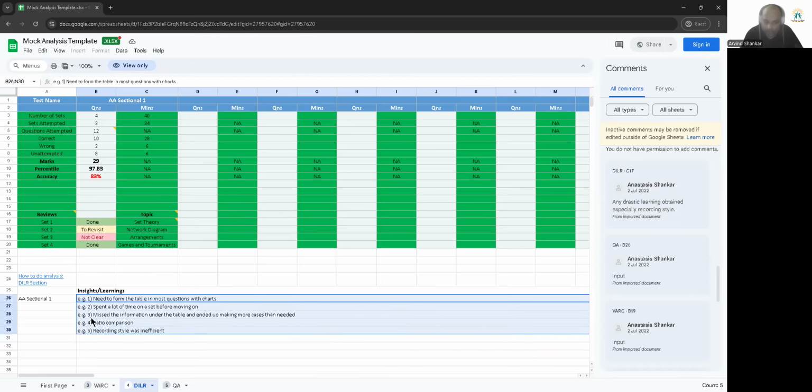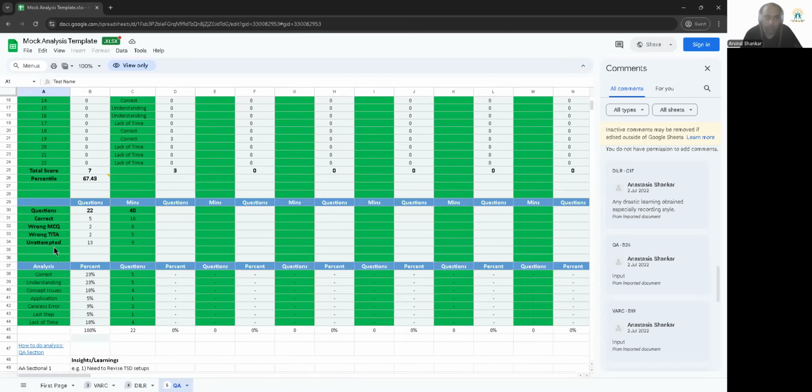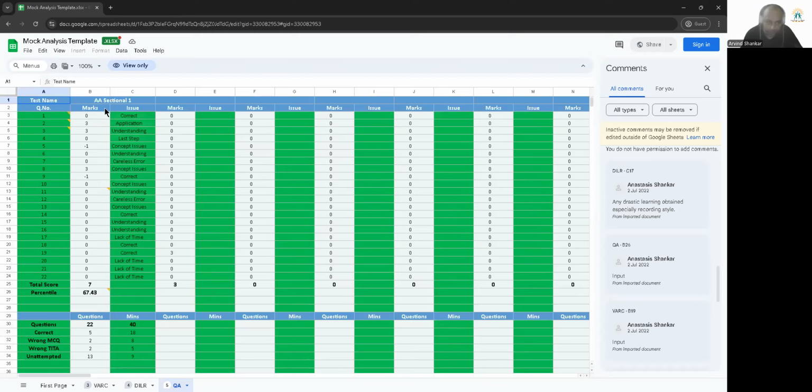You can of course edit and improve and add your own unique error palette that you have. Then for QA, here you will have stuff like this.